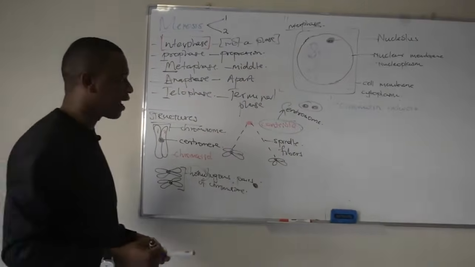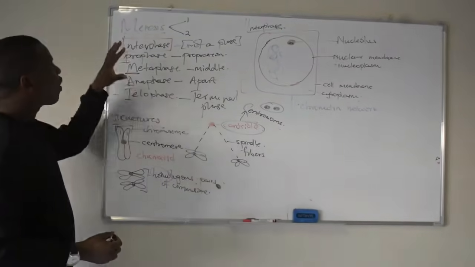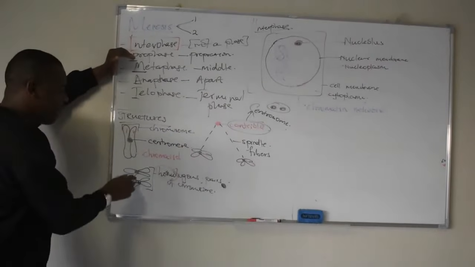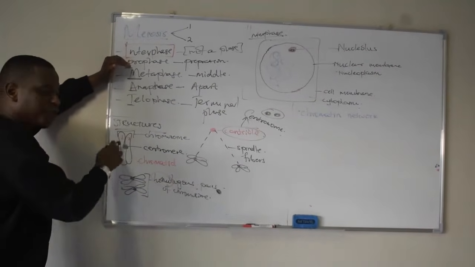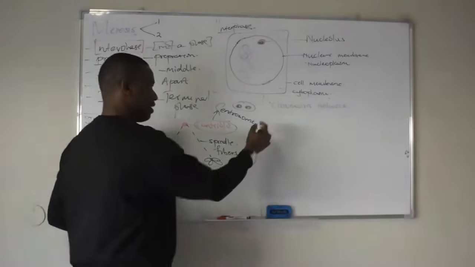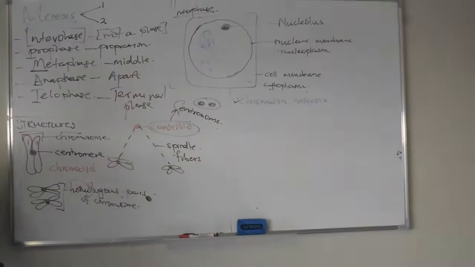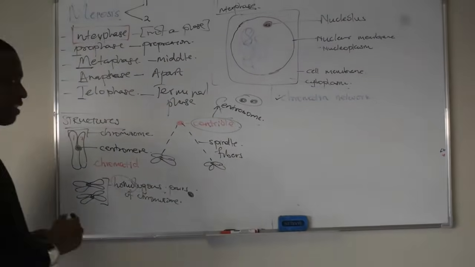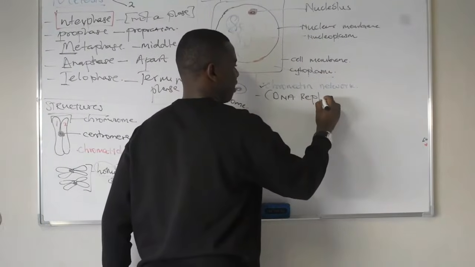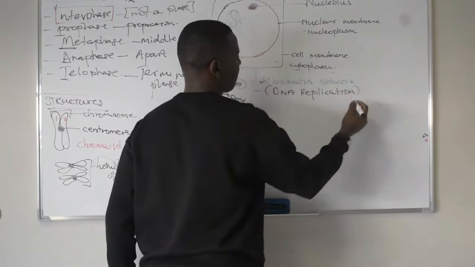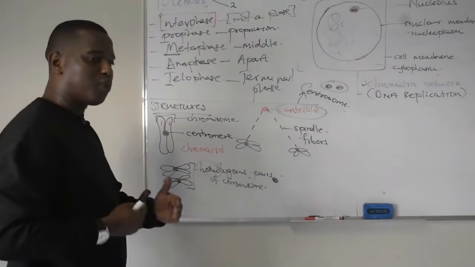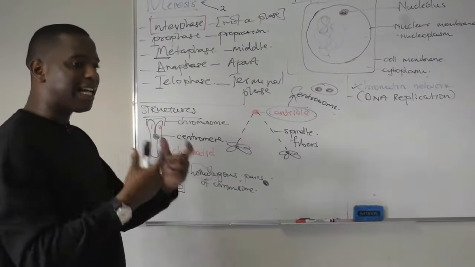Chromatin network. Now, we want to start our prophase, but the problem is we do not have chromosomes. How are we going to form chromosomes? Who's going to help us form chromosomes? It is the chromatin network. By which process? There is going to be a process occurring here, which is DNA replication. So what is DNA replication? This is whereby the DNA duplicates itself to make an exact copy.